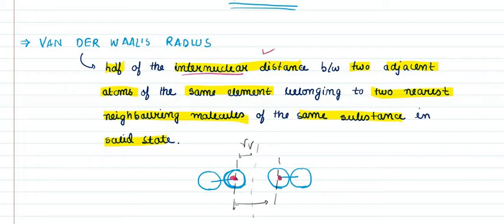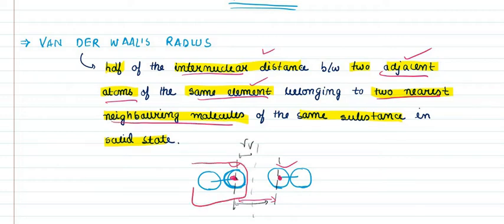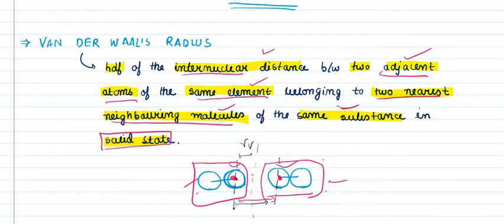Okay, done, check. Between two adjacent atoms, these atoms are adjacent, check, of the same element. These are the same element, both are blue, so check. Belonging to two nearest neighboring molecules, these two are the neighboring molecules. So these are nearest neighboring molecules. There is no molecule in between here, so this is also check. Of the same substance, these two are the same molecules, so check. In solid state. Now this should be in solid state.